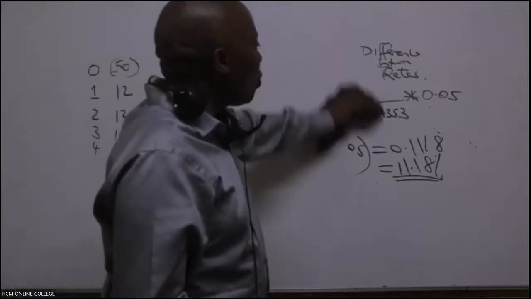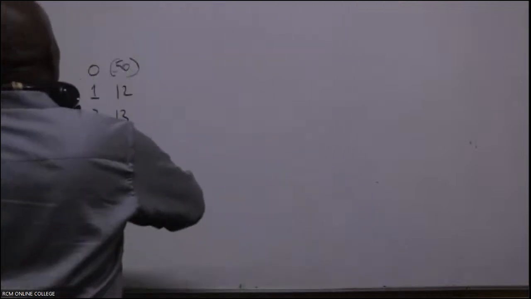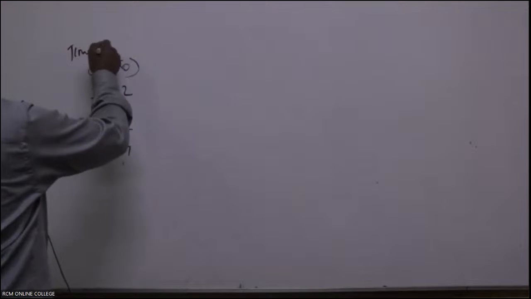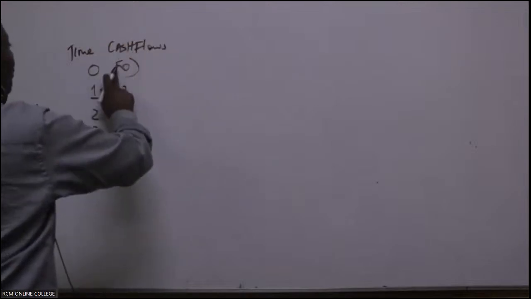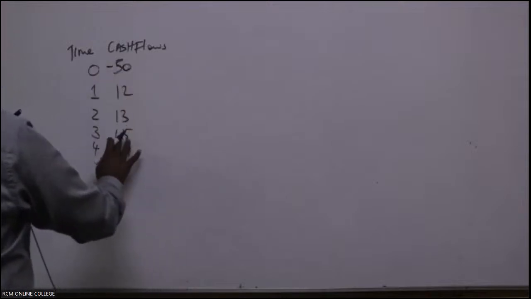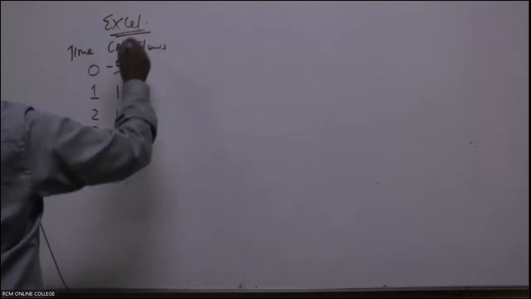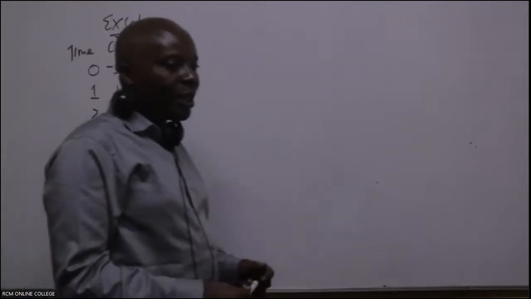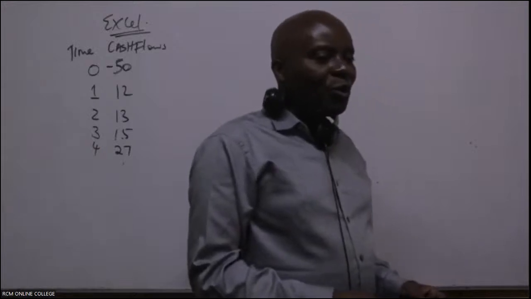Now, can you kindly go to your Excel and copy these cash flows. Copy the cash flows the way we have them here. We have the time, and then we have the cash flows. Start with -50, 12, 13, 15, 27. Once you finish writing this table in Excel, can you kindly put up your hands? Thank you very much.